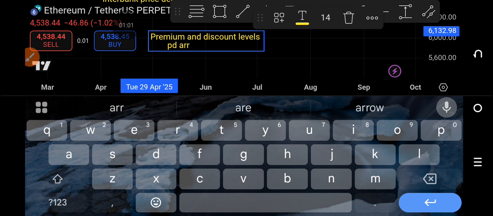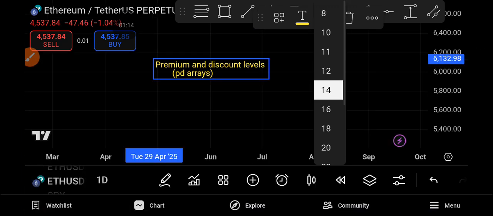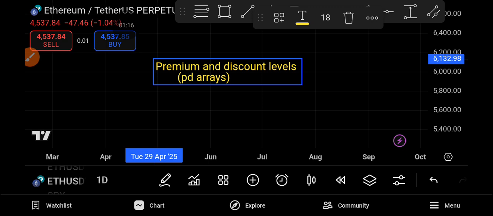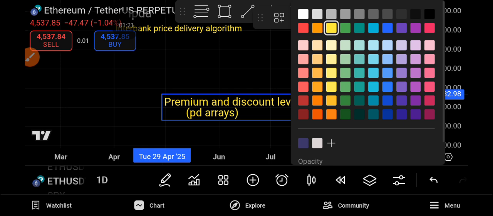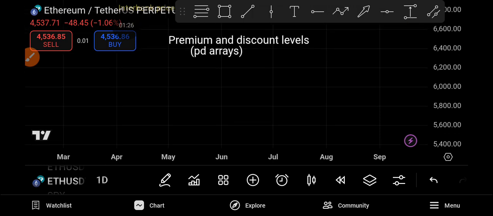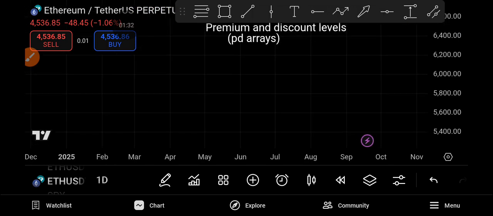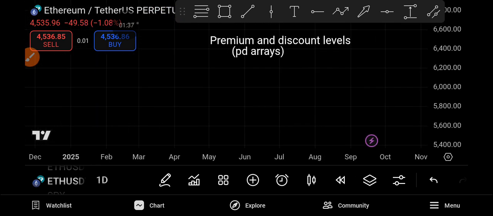Sorry, they are called the PD arrays, and in most cases you always see these on charts. They indicate them as PD arrays. Now, what are the PD arrays? These are the levels where we always wait for a reaction on the market.